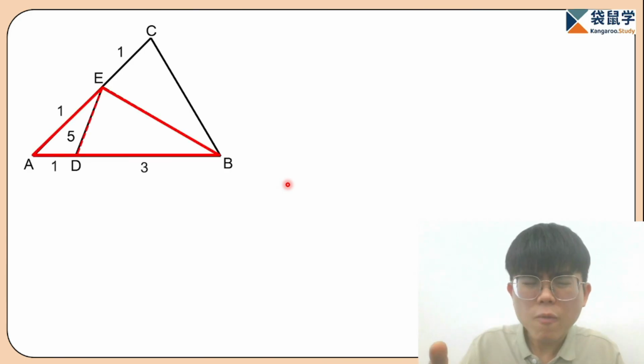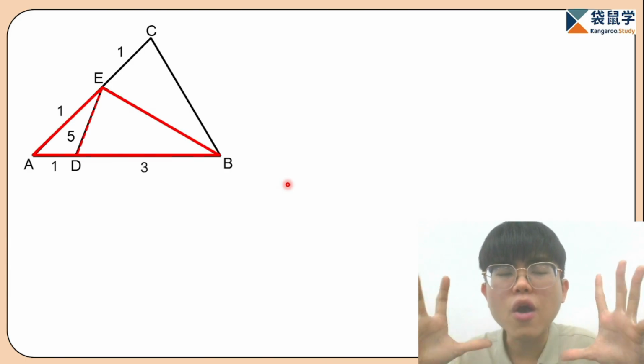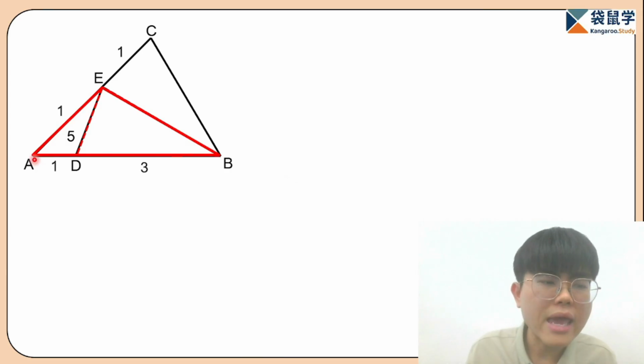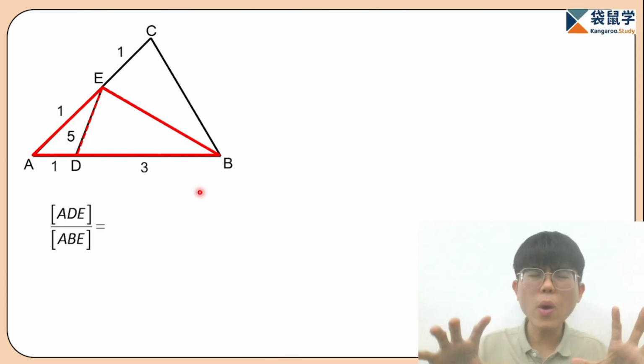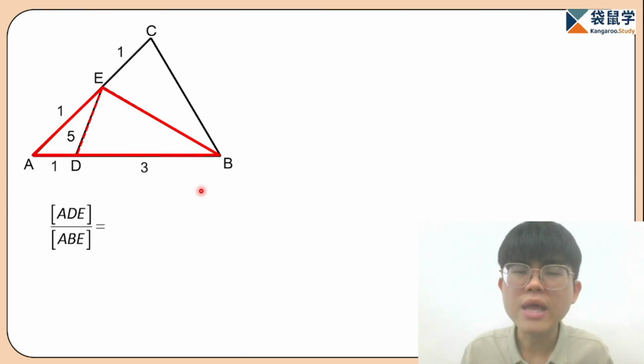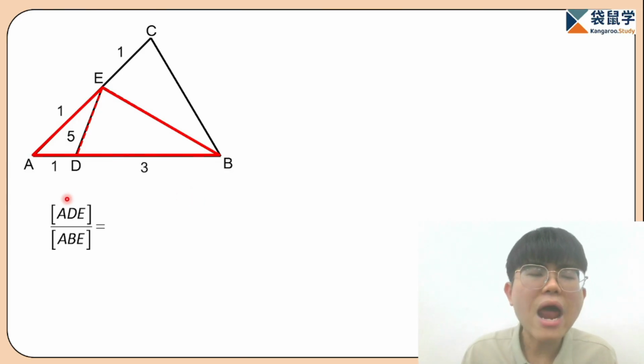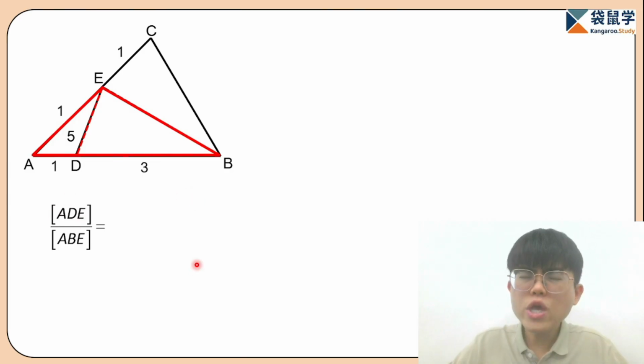So now, how about we find out the ratio of ADE to ABE? What will it be? Now everyone, we want to find out the ratio of these two triangles. First thing first, the area of ADE, which side does it depend on? Which line?